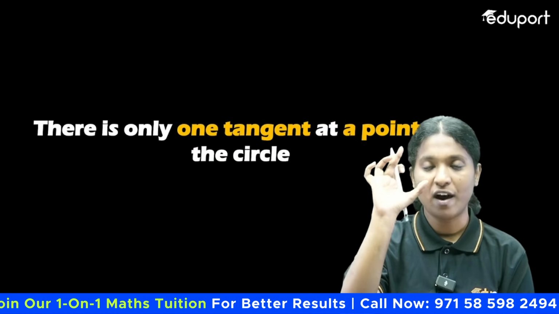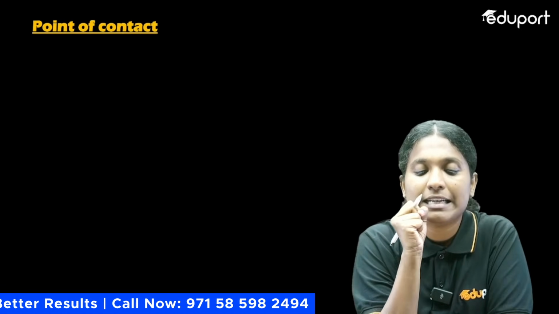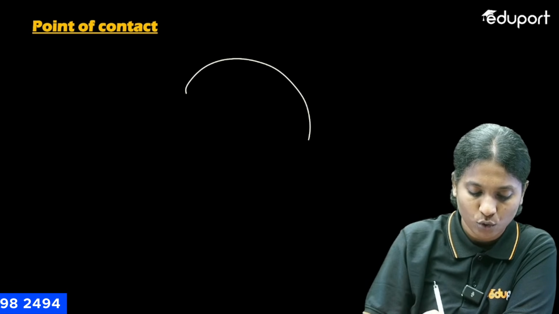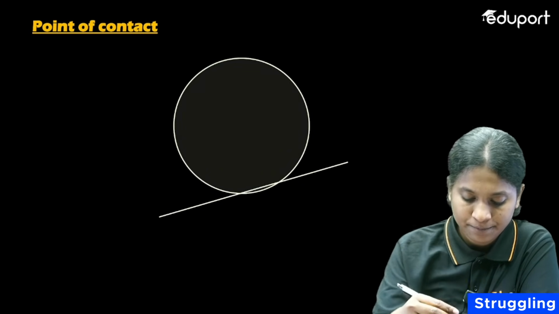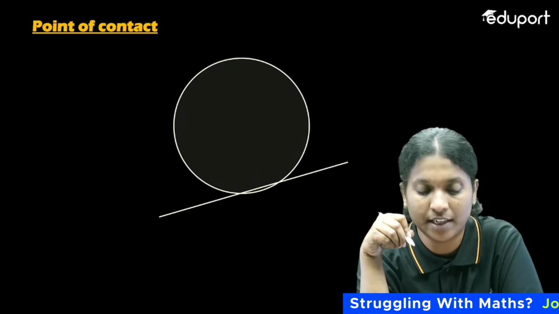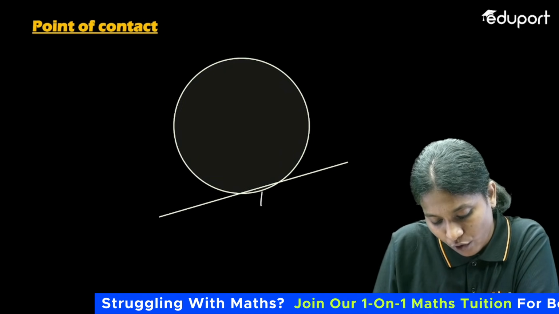So there is only one tangent at a point of the circle. Now what is this point of contact? So this is a circle and this is a tangent to the circle. This is the point of contact A.